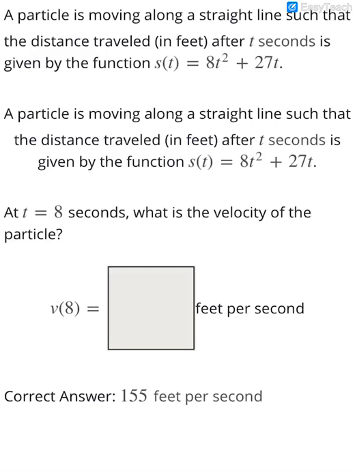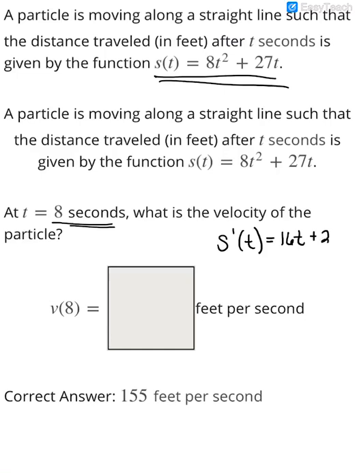Okay, on this problem, it looks a lot more complicated than it is. It's talking about a particle moving along a straight line, and the distance traveled is given by this function. And all they're asking me for is they want to know at 8 seconds, what is my velocity? Well, velocity is just a fancy way of asking about the first derivative. So if you'll first take the derivative of the function s, you get a 16t plus 27.